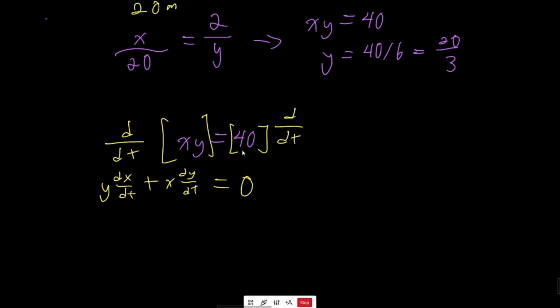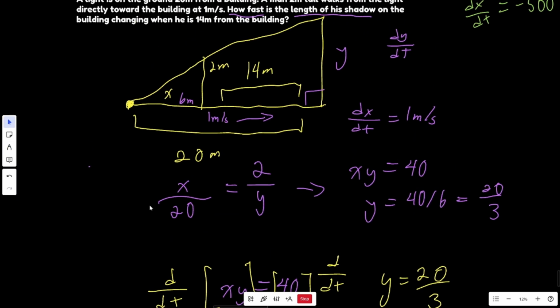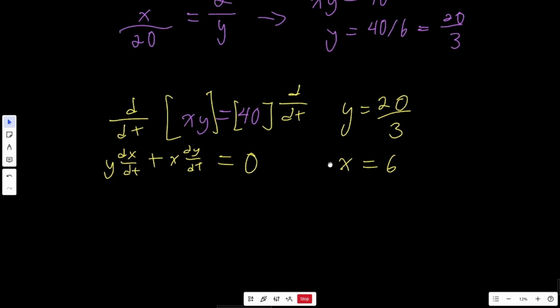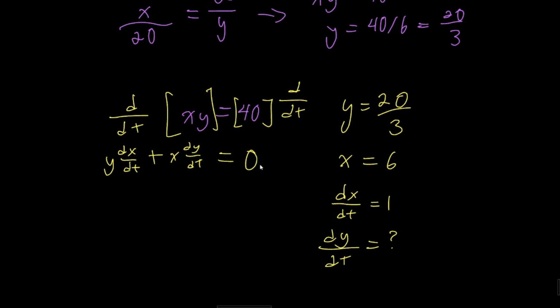And now we can actually plug in our values. So again, we know our y is equal to 20 over 3, and we know that x is equal to 6, and we also know that based on the given we have a dx over dt of 1. So dx over dt equals 1. And what are we required to find? We're trying to find dy over dt, the speed of the change of the shadow on the wall. So we're gonna plug in our values one by one.